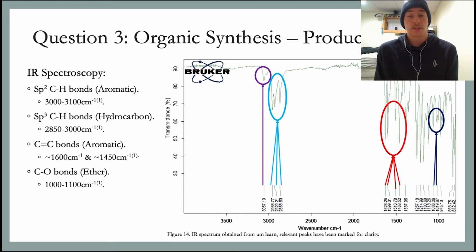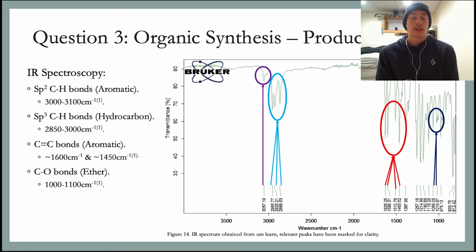We also see 2 signals between the 1000 to 1100 range, which is characteristic of carbon-oxygen bonds, and in this case, this would be the ester oxygen and both the carbons attached to it. This is not a diagnostic signal as it's in the fingerprint region, but the presence helps to confirm that there is an ester oxygen, which helps to indicate that this is 2-butoxynaphthalene.